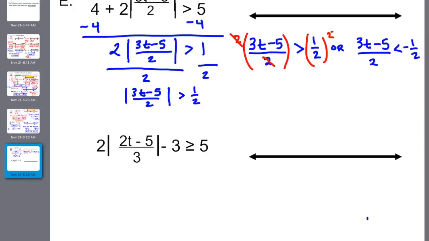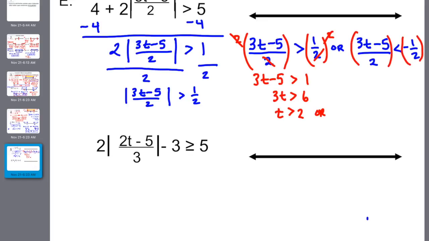But really, the 2's are going to cancel. So really we just have 3t minus 5 is greater than 1. Add our 5, we got 3t is greater than 6. So t has to be greater than 2. Or, I thought I wouldn't do it, and I did it. Oh well. 2's cancel out, right?